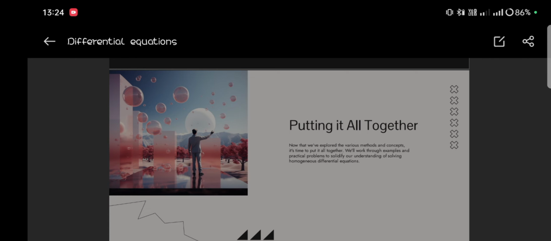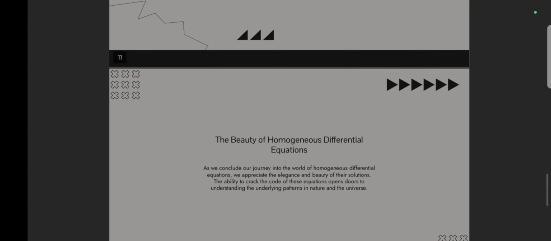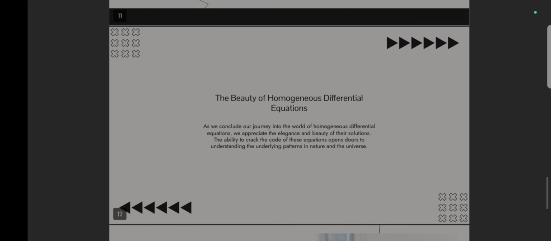So by integrating various techniques and approaches, you can effectively tackle homogeneous differential equations of different complexities and gain a deeper understanding of the solution and properties. Next one, the beauty of homogeneous differential equations.